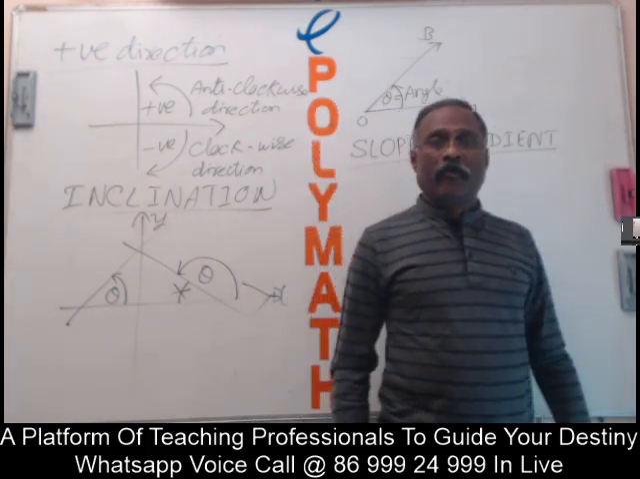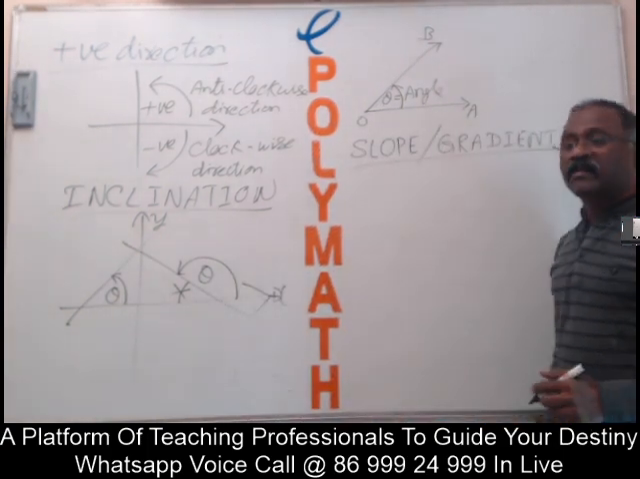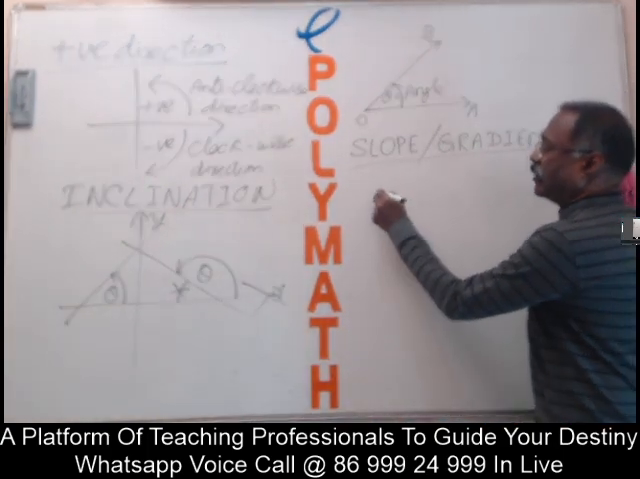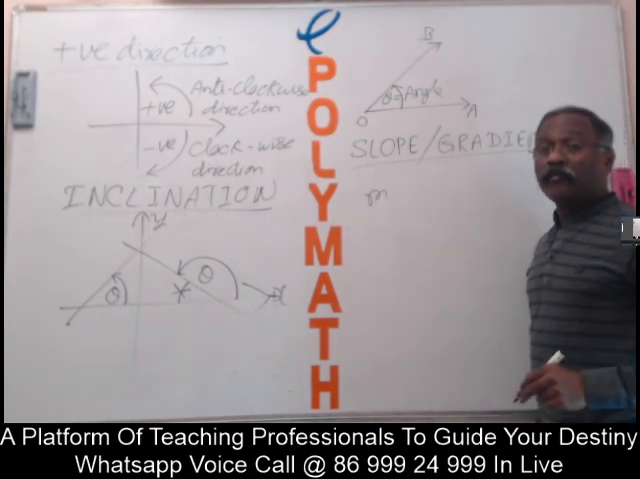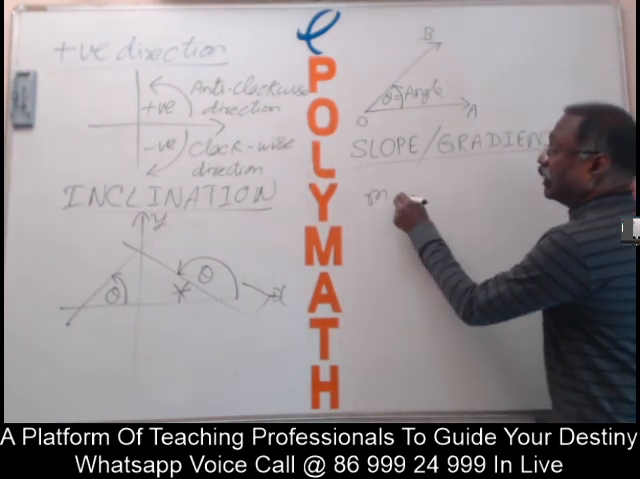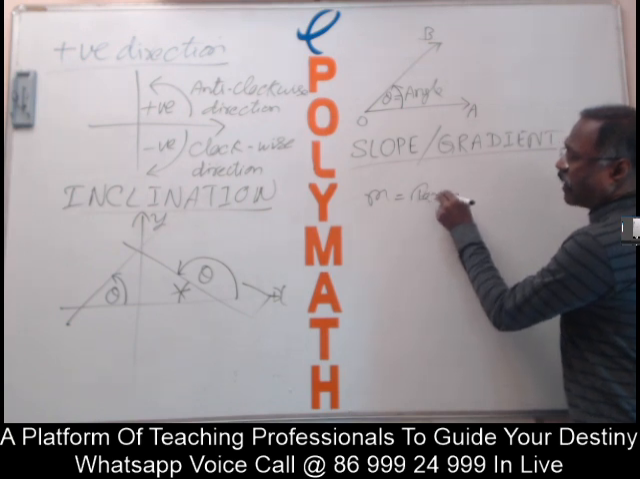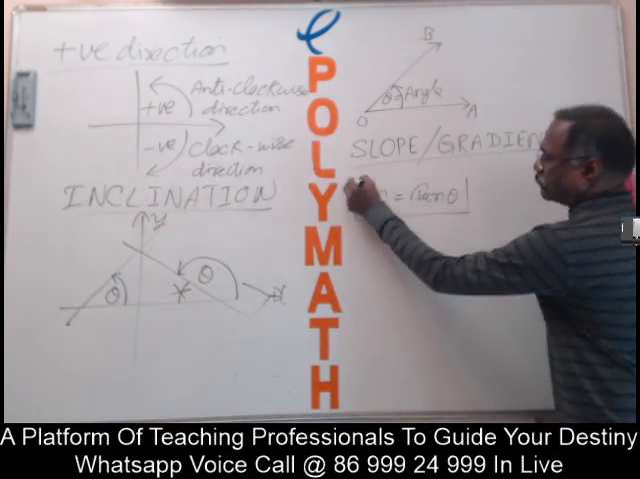The slope of a line, how is it defined? It is denoted by m. It is nothing but the tangent of the angle of inclination.